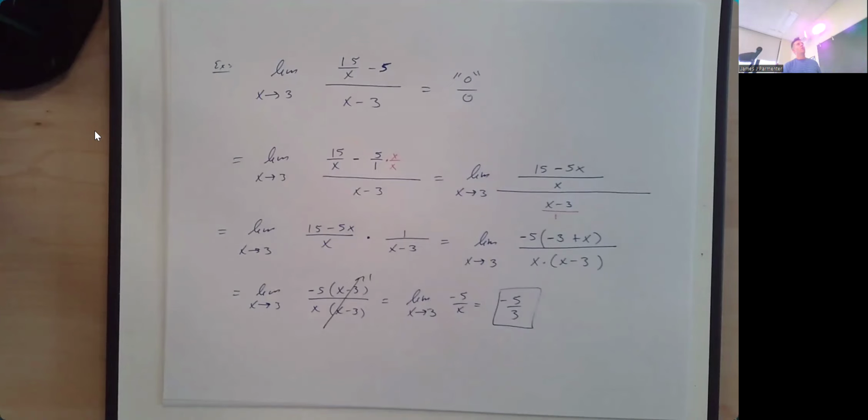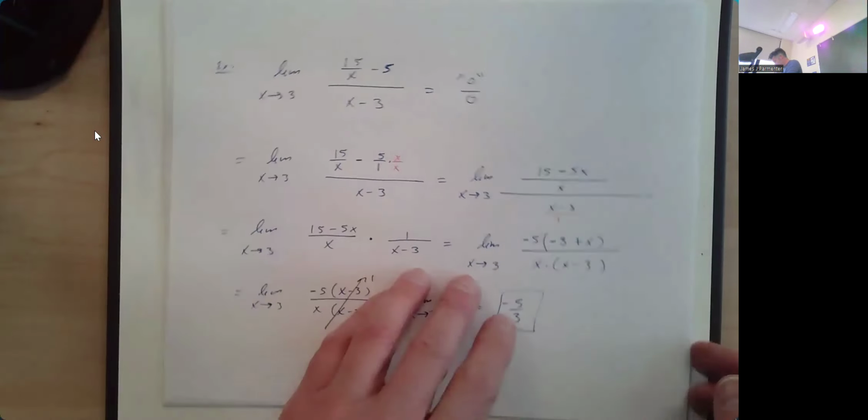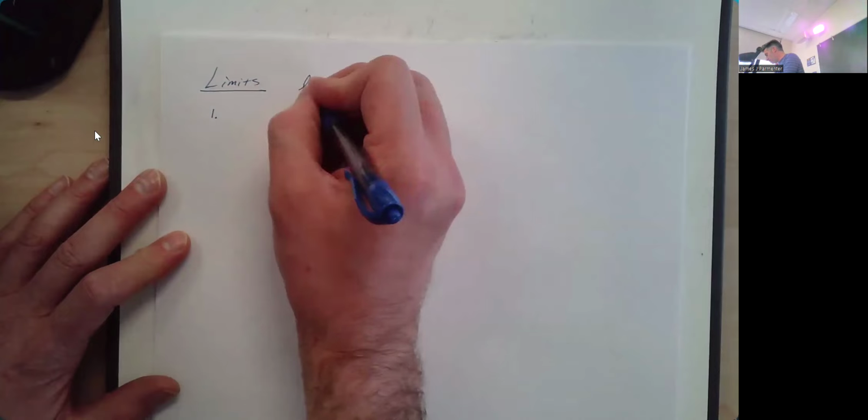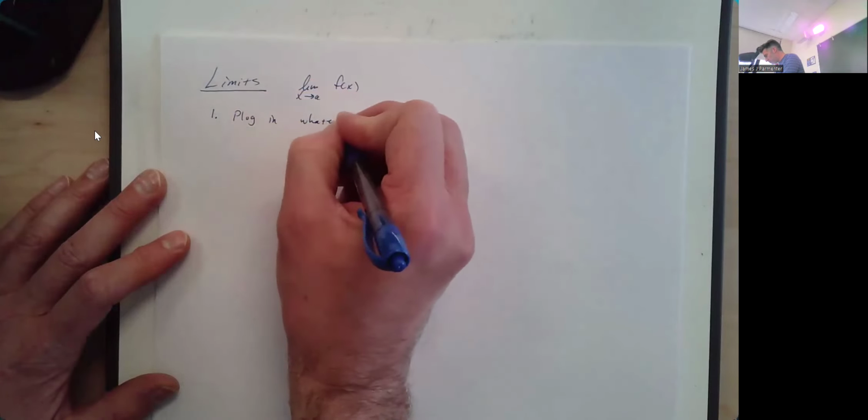So when it comes to limits, in fact, let's just say the words, James, let's write them down. When it comes to limits, here's what I would say we typically try to do if we can. So for limits, the first thing you want to try for the limit as x approaches a of f of x is just plug in whatever x is approaching.